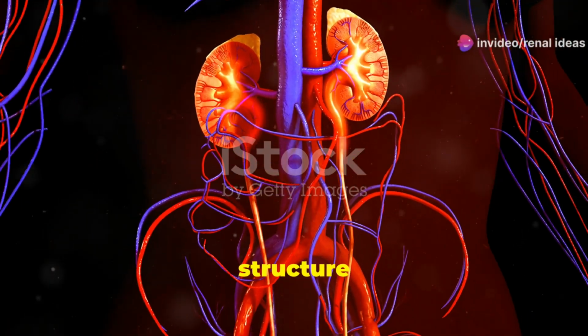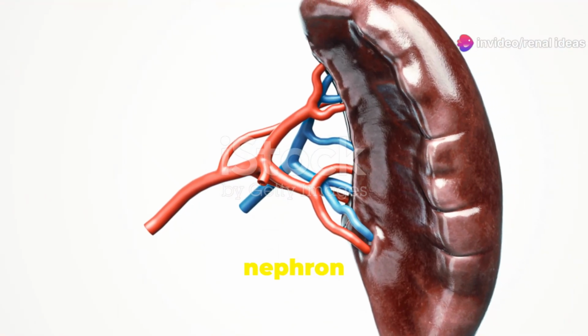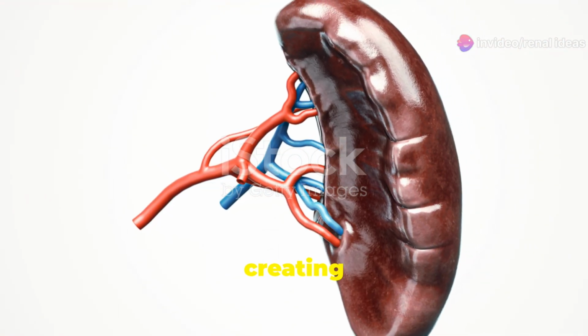Understanding the nephron structure is crucial for grasping how urine forms. Each part of the nephron contributes to filtering blood and creating urine efficiently.